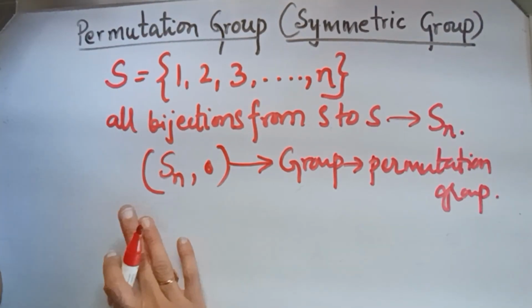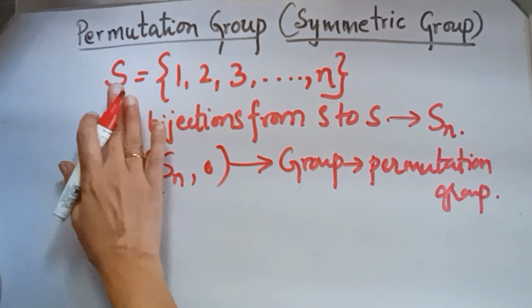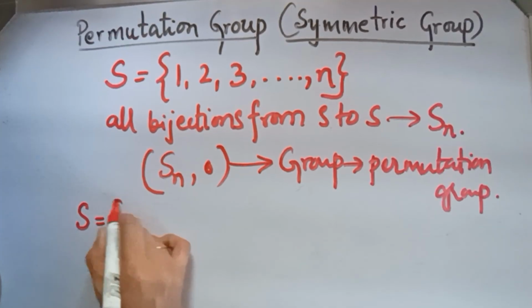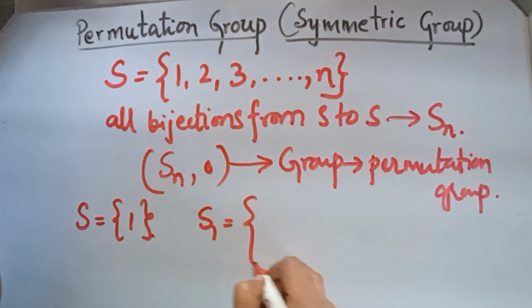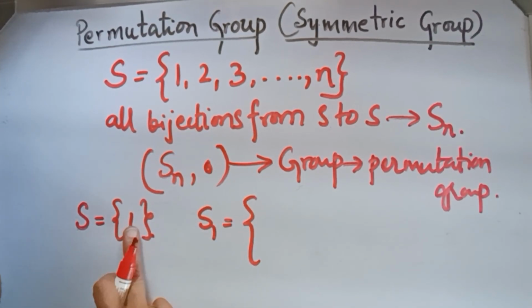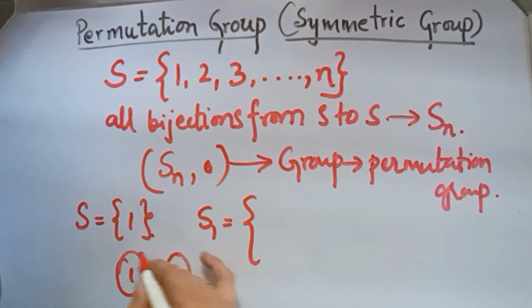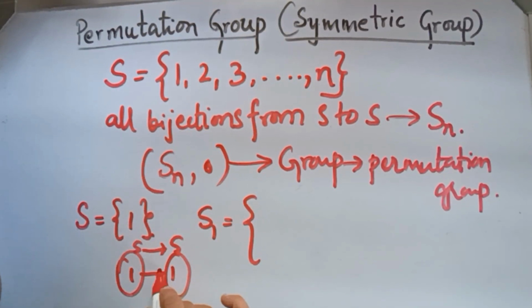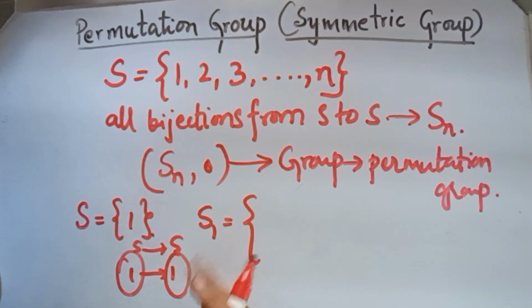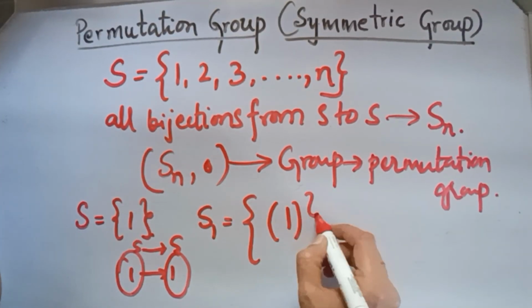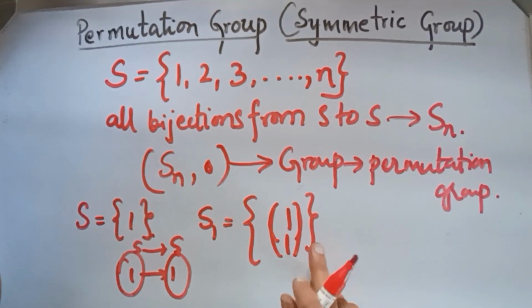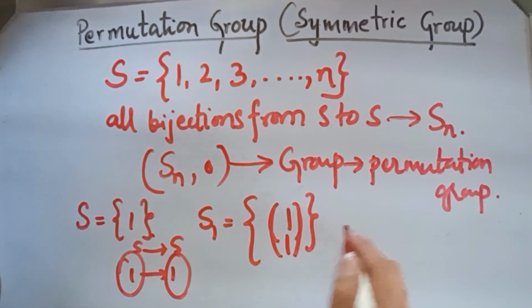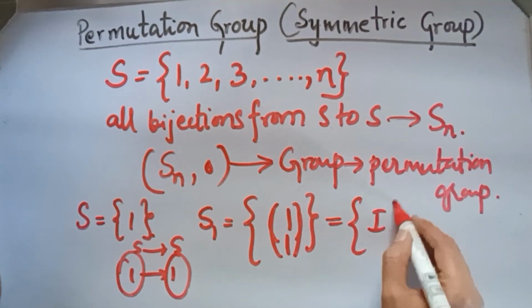So let us take a simple example. You take a set with one symbol, that is S is equal to the set containing 1. You have to find S1, all bijections from S to S. The set has only one element, 1. So how many bijections from S to S? That is only one. Which is that bijection? 1 goes to 1. This bijection is nothing but the identity bijection. You can write it as a capital I also.